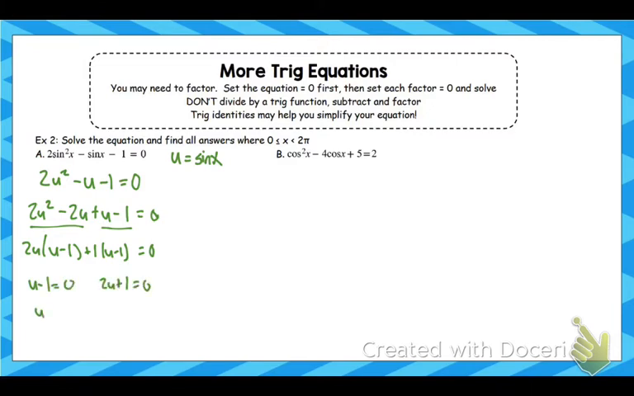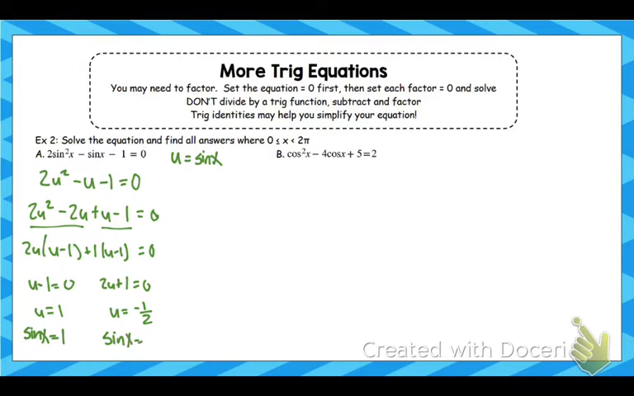And I'm going to get that u equals 1 and u equals -1/2. Now remember though, we're not solving for u. That's why I picked a different letter than x. We're trying to figure out what x is. So at this point, I'm going to go back and replace u with sine x.